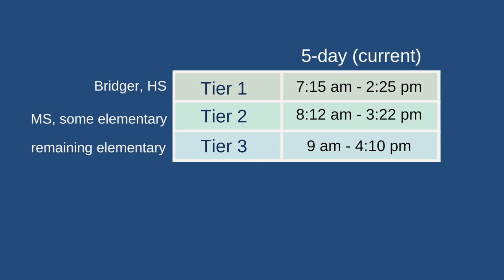Tier 1, which is Bridger, and then our high schools, the start time would be at 7:15 and end at 2:25. That's Tier 1. Tier 2, which is our middle schools as well as a handful of elementary schools, the start time still remains at 8:12, ending at 3:22. And then our Tier 3s, which is the remainder of our elementary schools, would still start at 9 a.m.